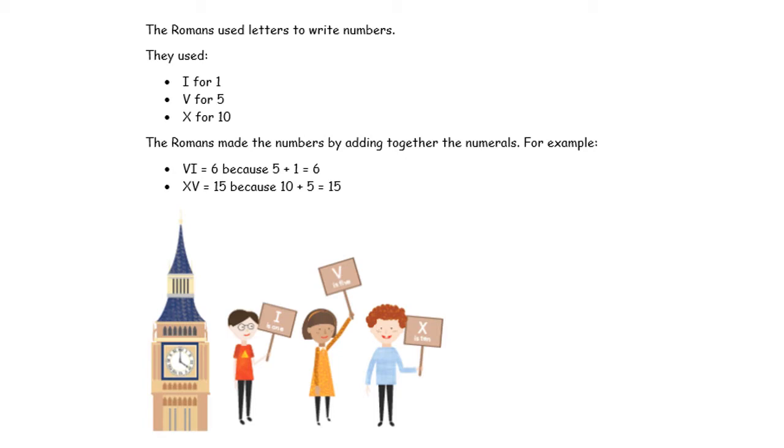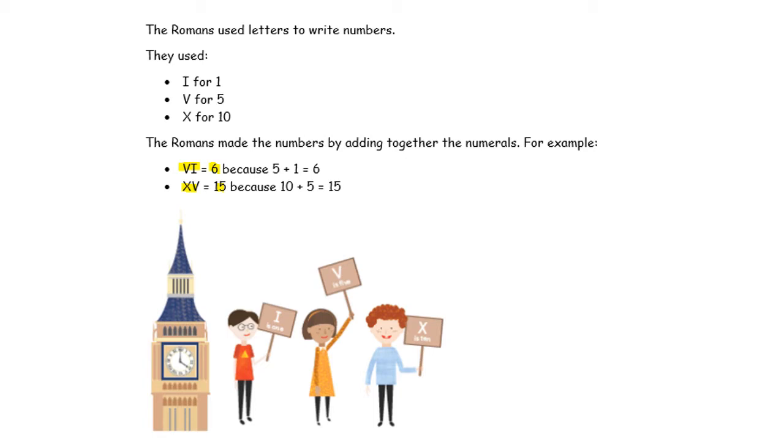The Romans made the numbers by adding together the numerals. For example, VI is 6, because V means 5 and I means 1, so 5 plus 1 is 6. Also, XV is 15, because X means 10 and V means 5, so 10 plus 5 is 15. So that's what they did for most of their numbers. They added the numerals together.